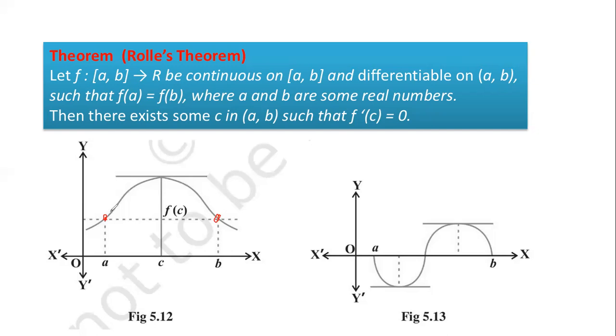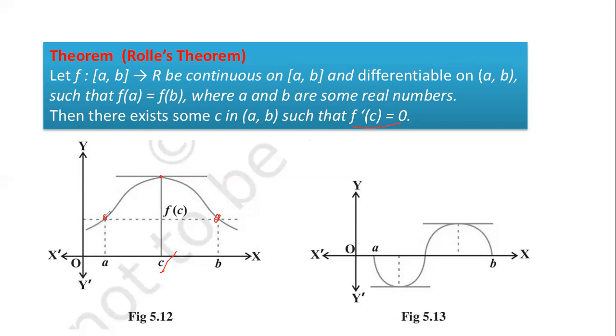So this graph must have a point, that is point c, in the domain for which f'(c) equals 0. Do you get it? This is f(c), but you see we have f'(c) equals 0. What is f'(c)? It is the rate of change. So at this point, the rate of change is 0.